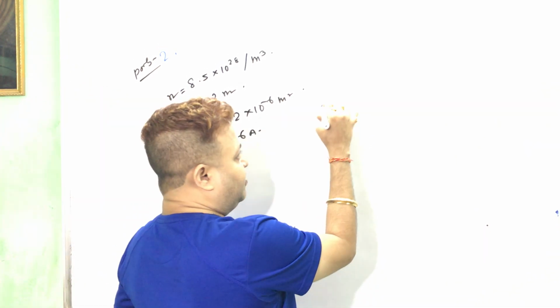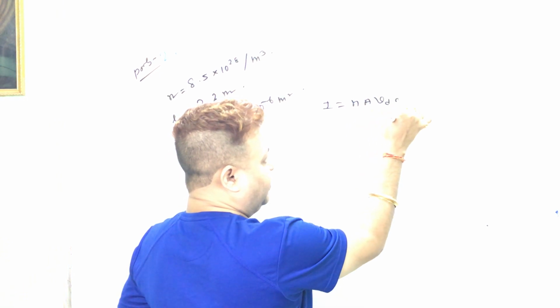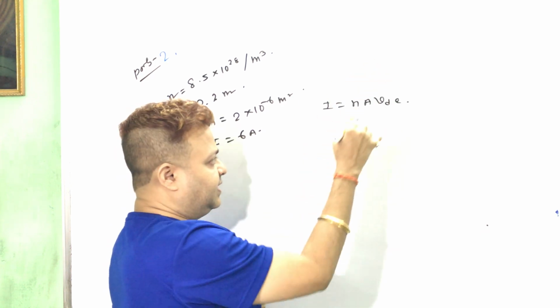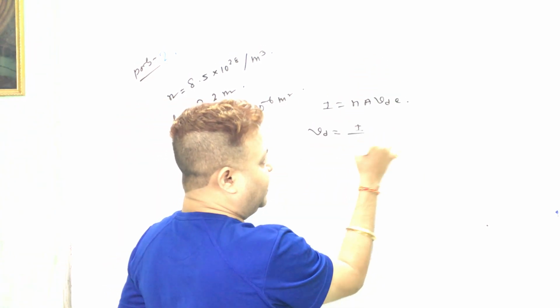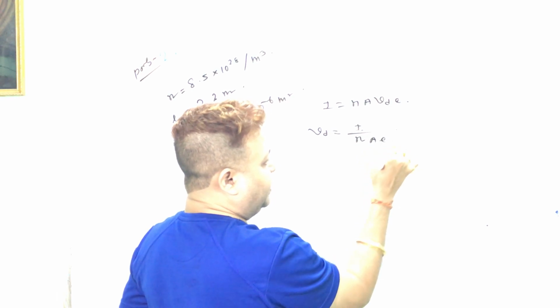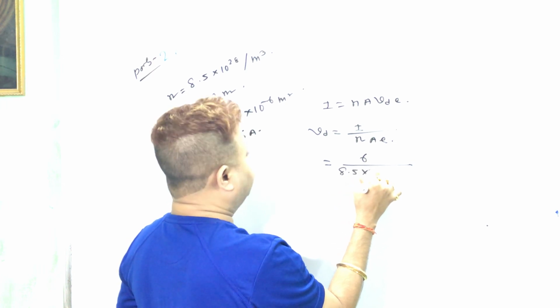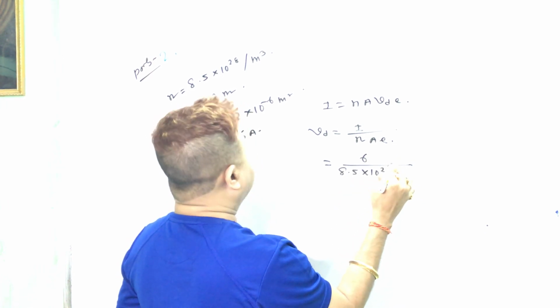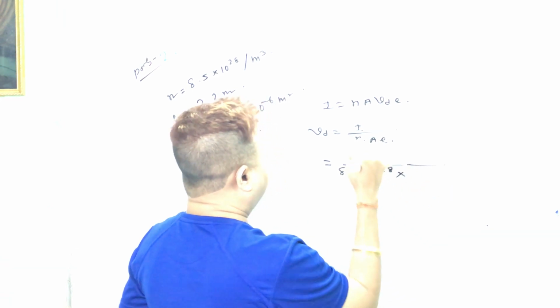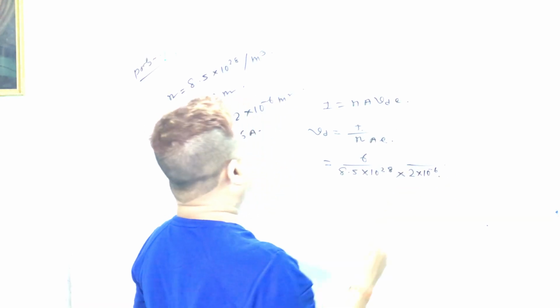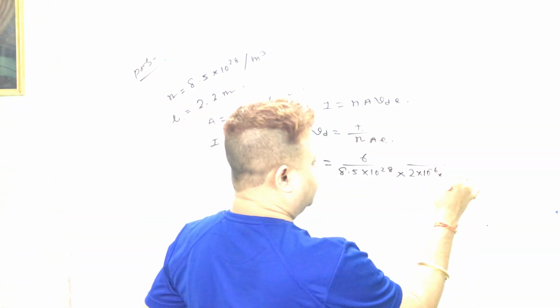So I equal to nAvd into e. This is the relation between the drift velocity and current flow. I did the classic proof earlier: drift velocity equal to I by nAe. The current flow is 6 ampere. Number of electrons per unit volume is 8.5 into 10 to the power 28. Area of cross section of the conductor is 2 into 10 to the power minus 6. And what is the charge of the electron? 1.6 into 10 to the power minus 19 coulomb.